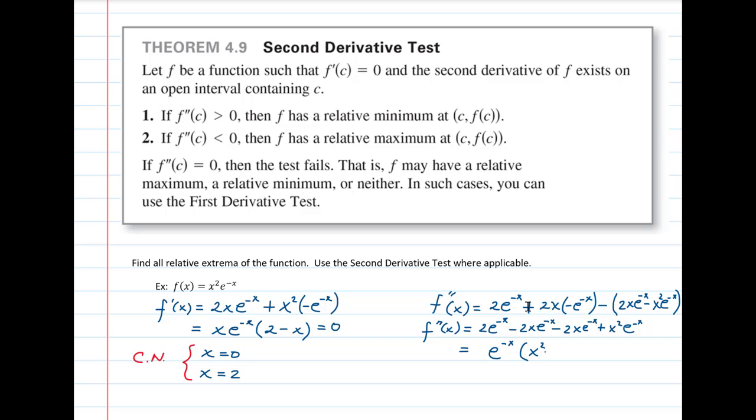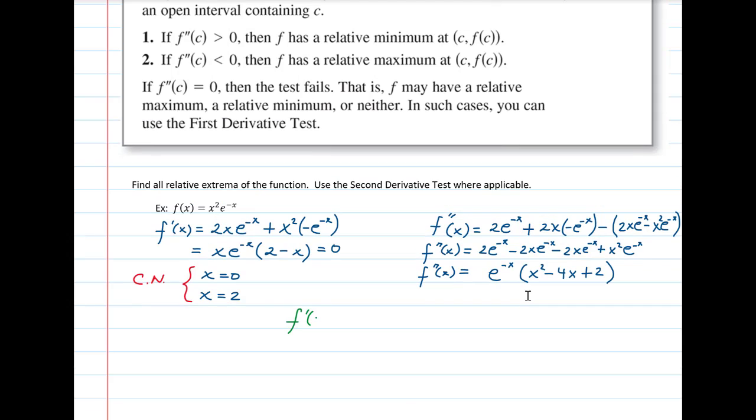All right, so cleaning this up a little bit and expanding everything, we're going to end up combining a couple of terms, and notice how everything has an e to the negative x in common. We factor that out and we get a nice quadratic as a factor, x squared minus 4x plus 2, all that being multiplied by e to the negative x. Okay, now that we have our second derivative, we're going to evaluate those critical numbers in that second derivative.